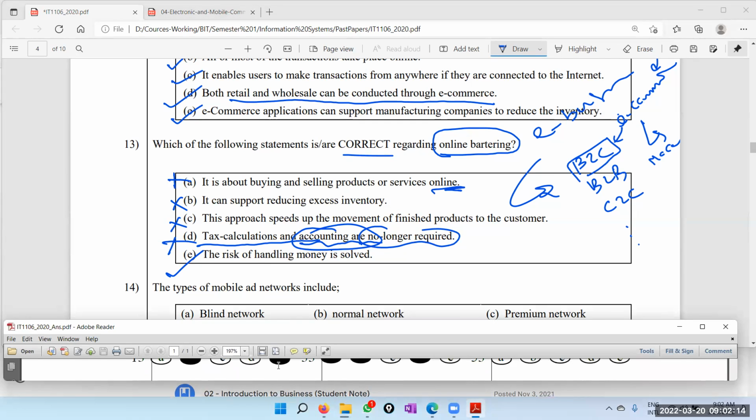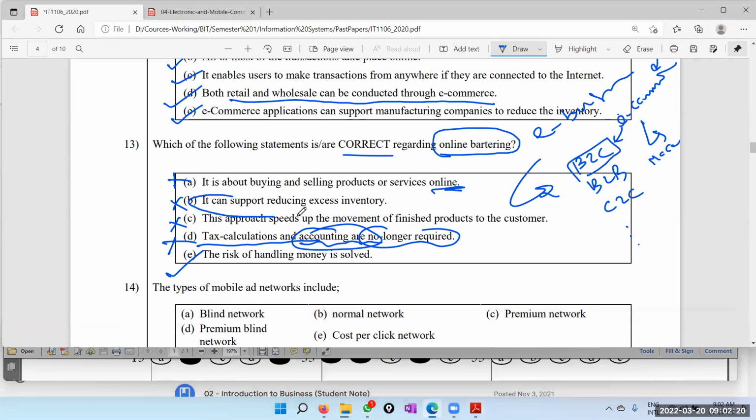Right, so the examiner has taken E as well as B. So it says it can support reducing excess inventory. So that I don't like. Anyway, my liking doesn't matter. It is the examiner's call. I don't see why bartering can reduce excess inventory, because bartering means you have to wait for someone who is willing to give something to you that you are willing to accept. That is why money is better, because you can keep money for some time and then spend it. But in bartering, you can't do that. You have to wait until someone is willing to give you something that you value. So therefore, I don't agree with answer B.